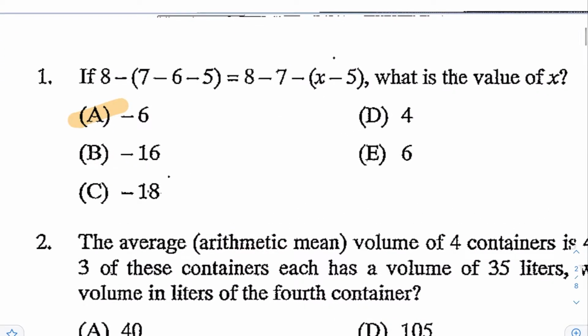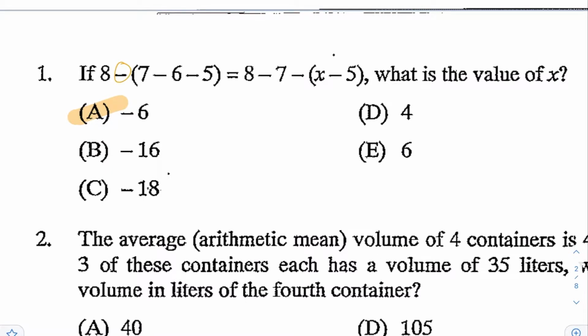For number one, if 8 minus 7 minus 6 minus 5 in parentheses is equal to 8 minus 7 minus x minus 5, what's the value of x? So here you have to distribute the negative sign across the parentheses. When you distribute this negative sign, what you're really distributing is a -1. So there's an invisible -1 being multiplied across the three things inside the parentheses. See the same thing for the other side as well.